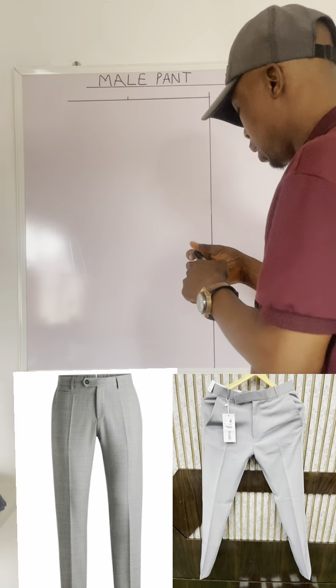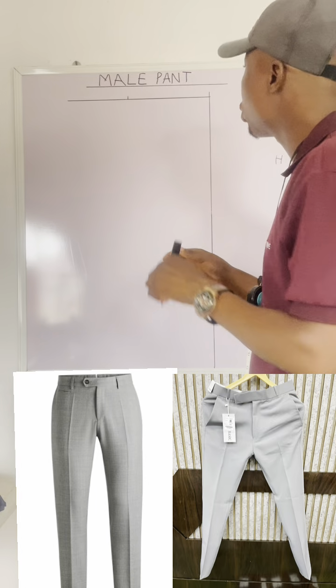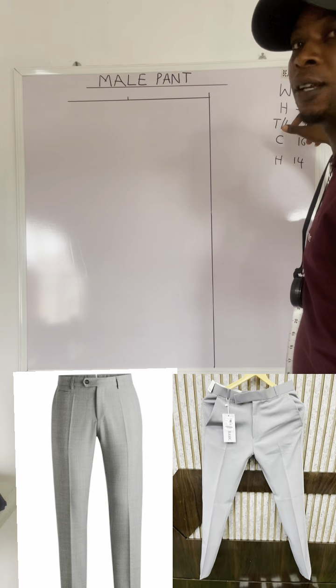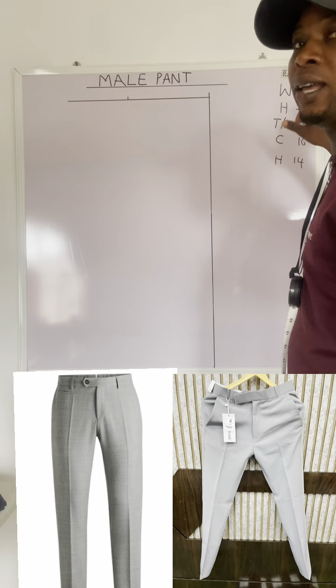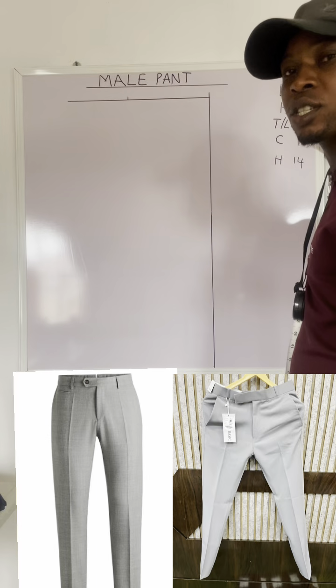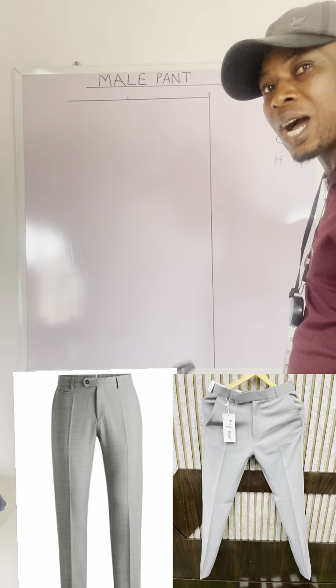Now I want to determine the crotch line. How do I determine my crotch line? I'm going to divide this hip measurement by 4. 36 divided by 4 will give me 9 inches plus half an inch. I'm going to add half an inch.